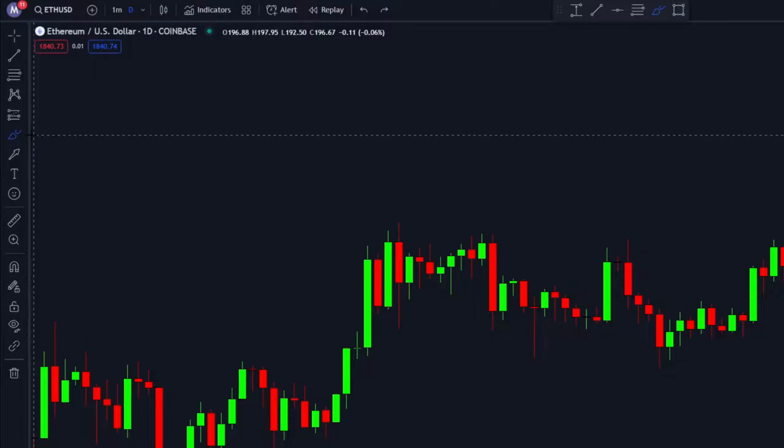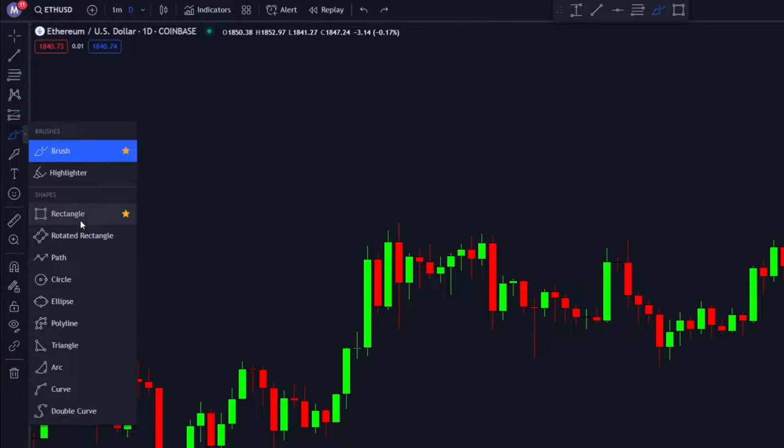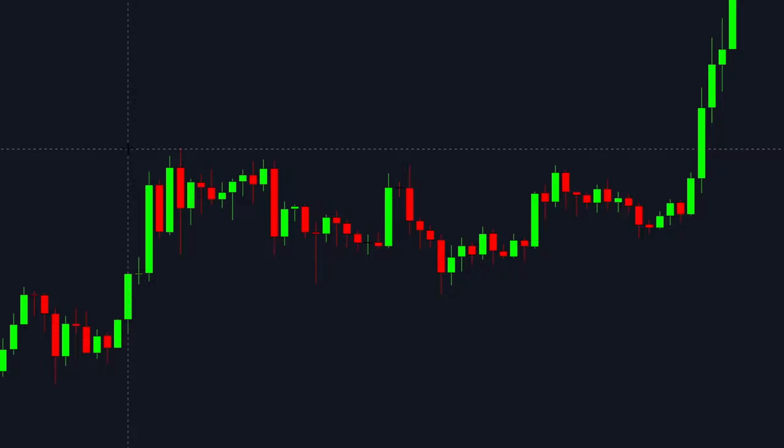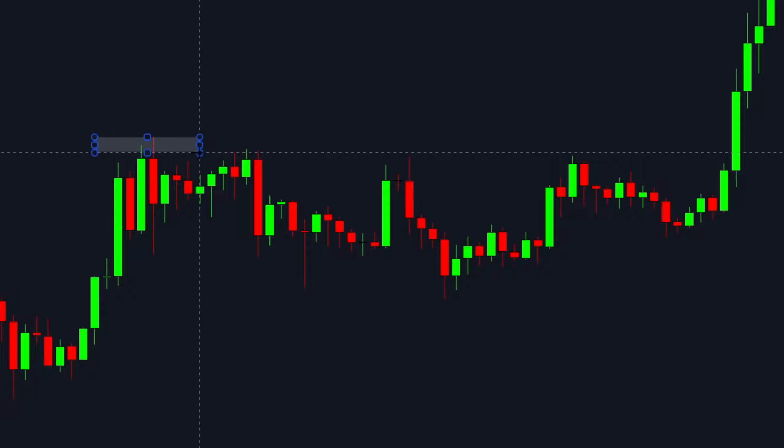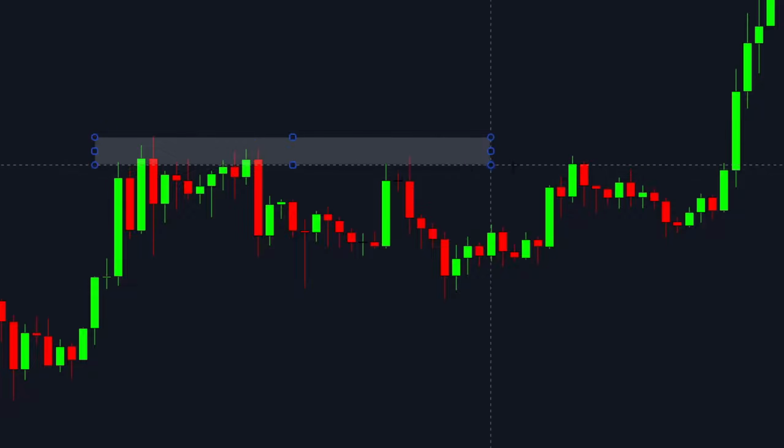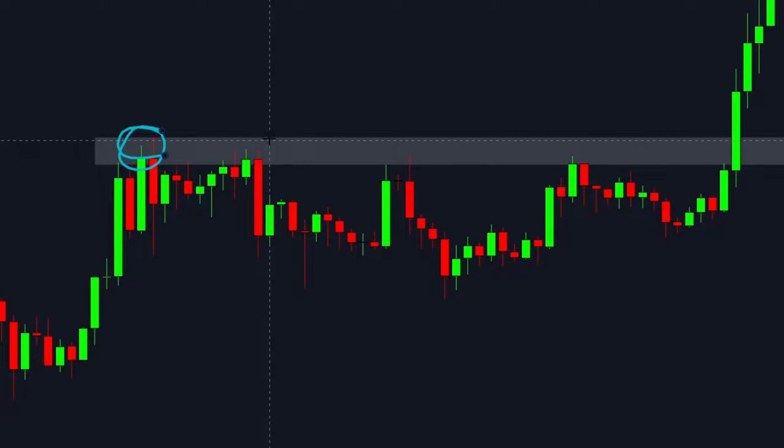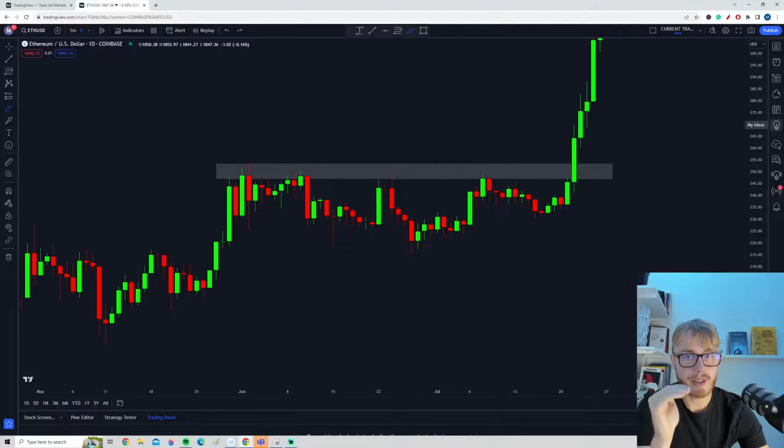The best way to draw resistance levels, in my opinion, is to use the rectangle tool, which will be located right here if you are using TradingView. When you draw your resistance, you want to include as many touches as possible. So you want to draw your resistance level something like this. You can see in this case, we do include the resistance touch right here, the resistance touch right here, this one and this one.